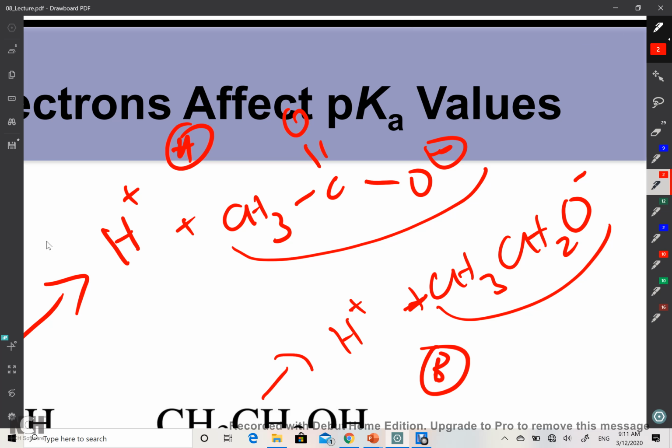A can undergo resonance. It means that conjugate base A is more stable than conjugate base B. Does that make sense? And because the conjugate base is more stable, then your acid will be stronger. So that's why acetic acid is a stronger acid than ethanol. I don't know if it makes sense. Okay?